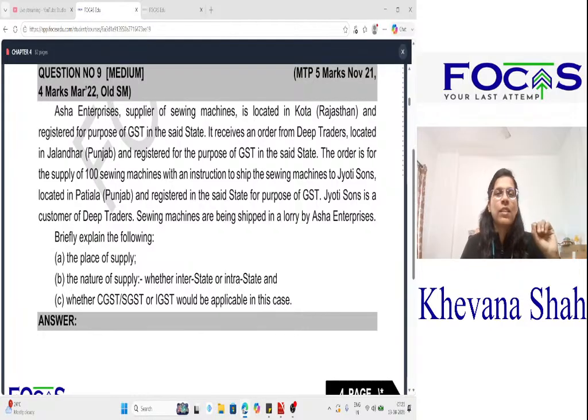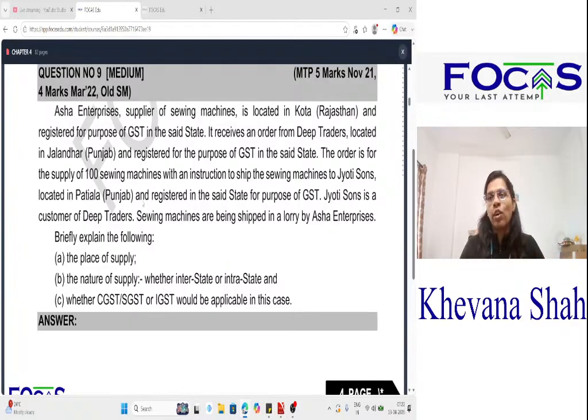Asha Enterprises, supplier of sewing machines, is located in Kota, Rajasthan and registered for the purpose of GST in the said state. It receives an order from Deep Traders located in Jalandhar, Punjab and registered for the purpose of GST in the said state. The order is for the supply of 100 sewing machines with an instruction to ship the sewing machines to Jyoti Sons located in Patiala, Punjab and registered in the said state for the purpose of GST. Now, Jyoti Sons is a customer of Deep Traders.